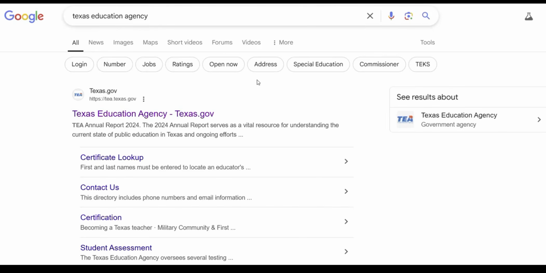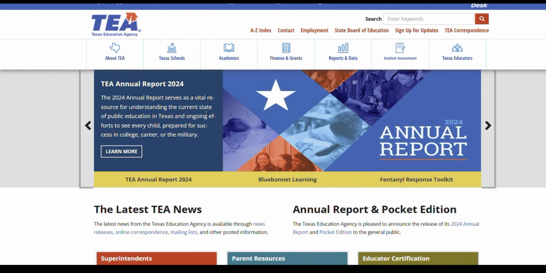We're going to search for the Texas Education Agency on Google. Once we're on the Texas Education Agency website, we'll search for STAAR release test questions.